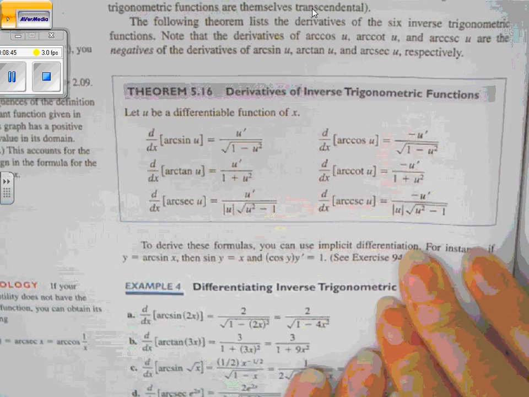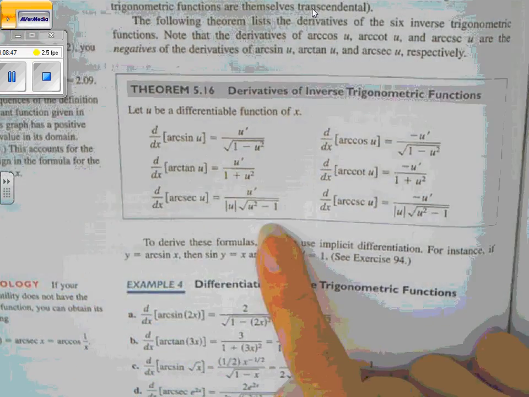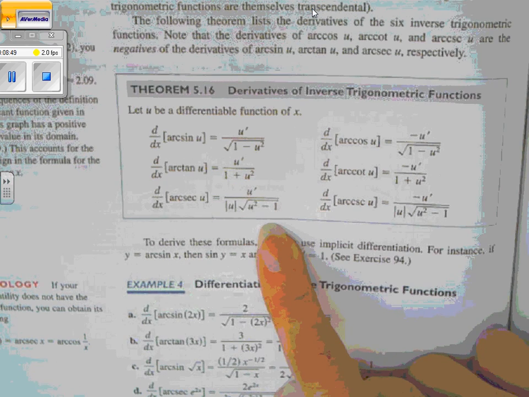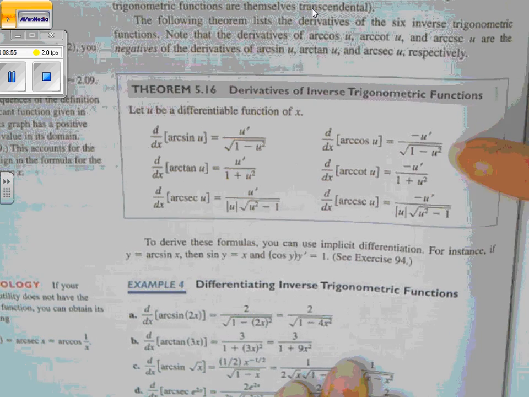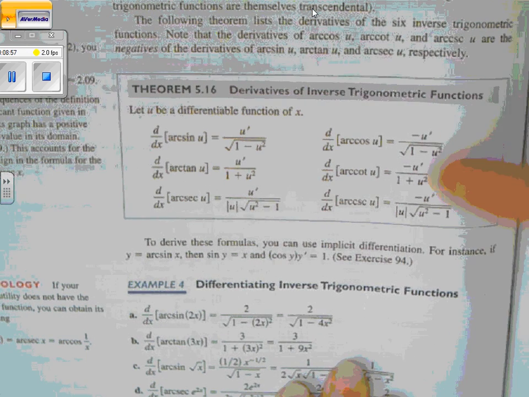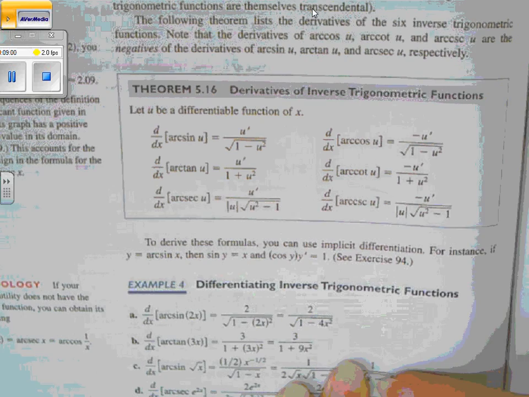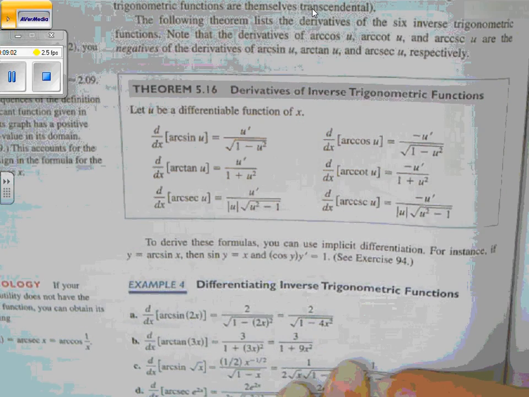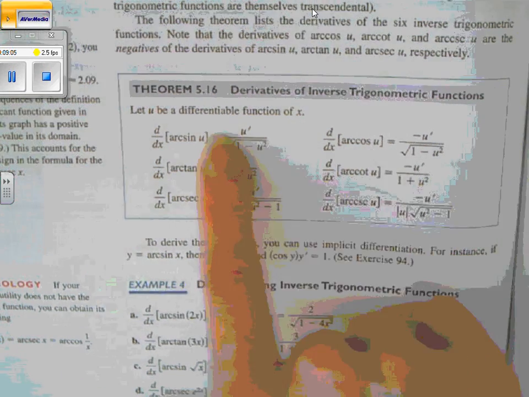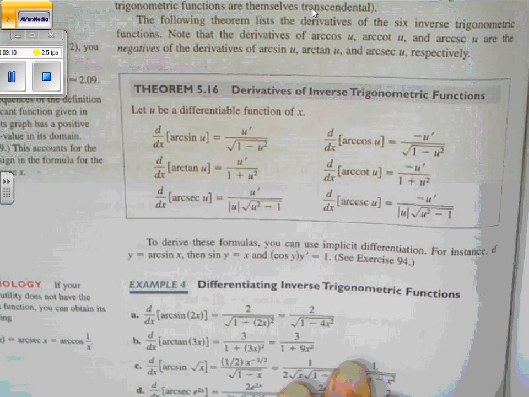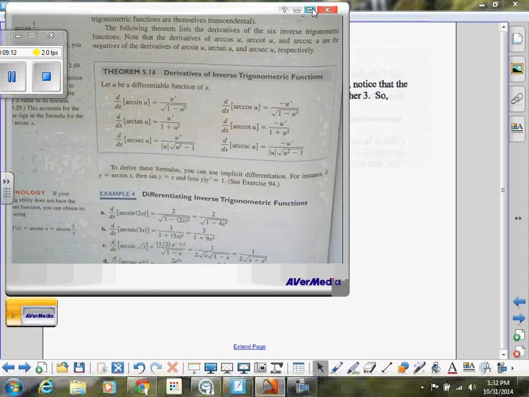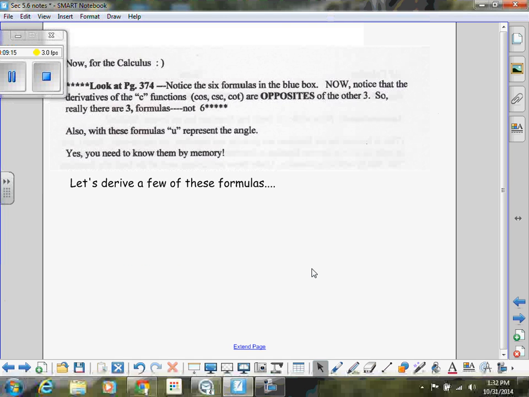Okay, so yes, it seems like a lot, right? We're going to go through how they derived these, just so you understand where they got them, so it's not just random stuff. But do you notice how all of the ones that start with co are just the opposites of their cofunctions? Like cosine just has a negative in front of the one that's sine. So you're really only memorizing 3, not all 6. So maybe that'll help your anxiety there. All right, so let's look at how we came up with those 3.